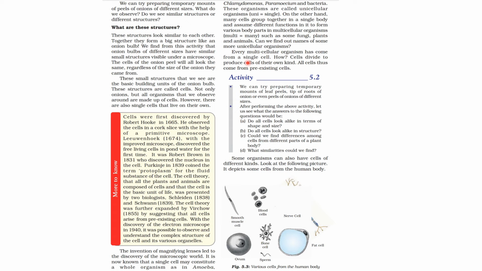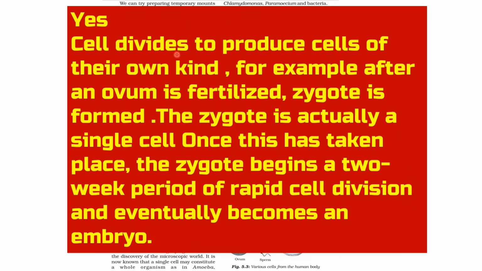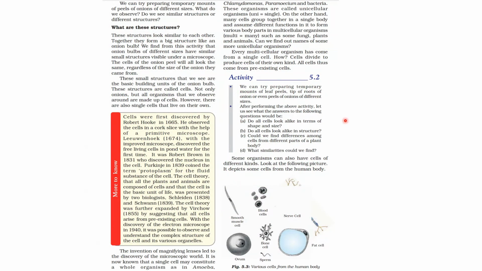Next, every multicellular organism has come from a single cell. How? Let's learn that. Yes, cells divide to produce cells of their own kind. For example, after an ovum is fertilized, a zygote is formed. The zygote is actually a single cell. The zygote begins a two-week period of rapid cell division and eventually becomes an embryo. This shows that every multicellular organism has come from a single cell. Cells divide to produce cells of their own kind. All cells thus come from pre-existing cells.